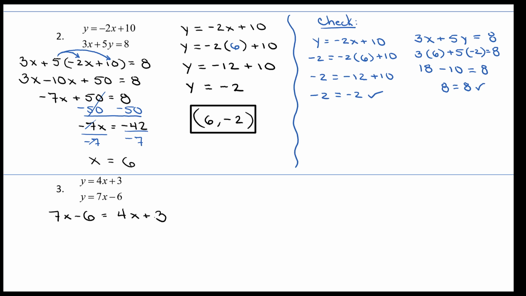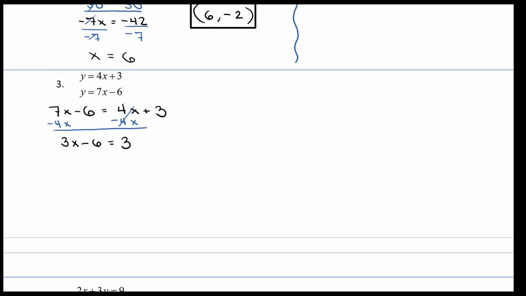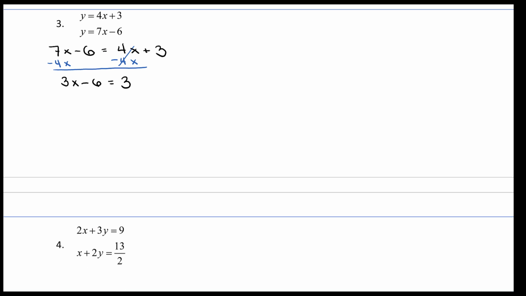And now we are going to solve for x. Let's get all of our x's to one side. So I'm going to subtract 4x from both sides of the equation. 7x minus 4x is 3x. And then we bring down that minus 6 equals 3. Let's isolate the x. We're going to add 6 to both sides of our equation. This is going to give me 3x equals 9. Divide both sides of the equation by 3, and here we're going to have x equals 3.